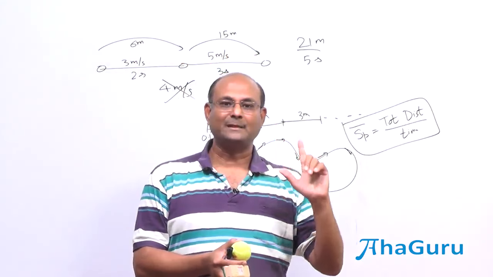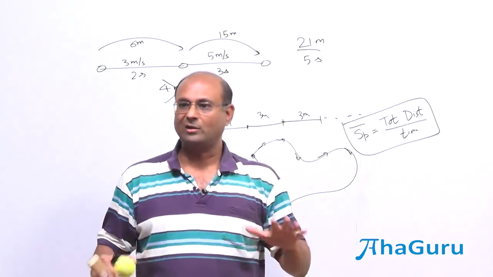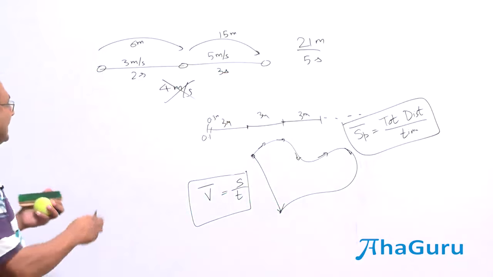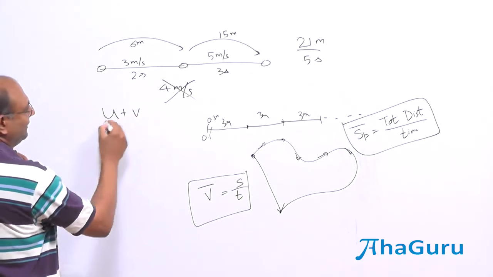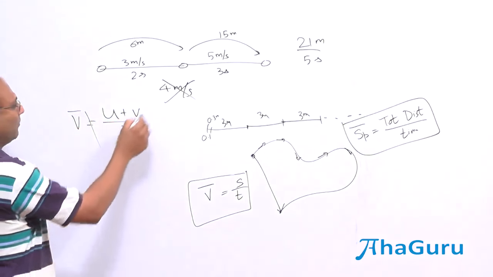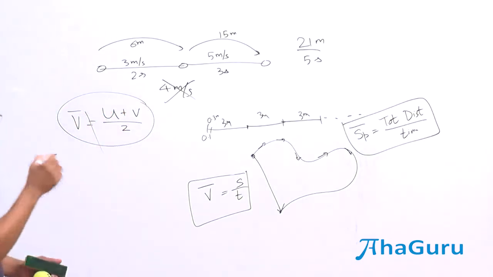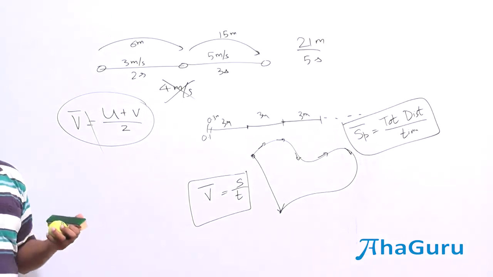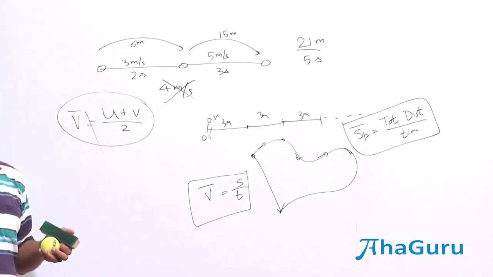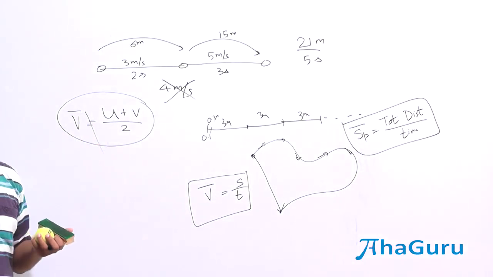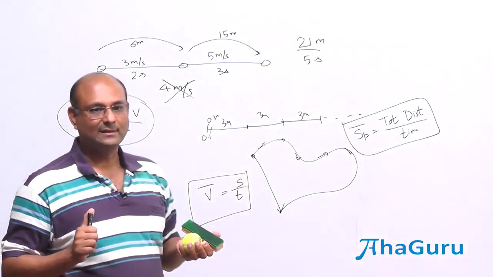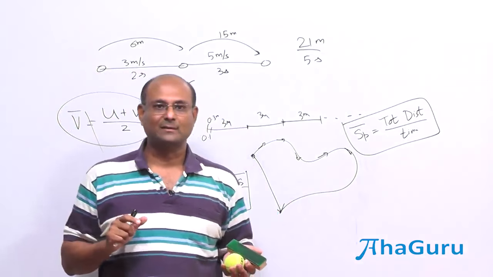Initial speed plus final speed by 2 is not average speed. Many problems it won't work. Initial velocity plus final velocity by 2 is not average velocity. Mostly. Some rare cases it may turn out, like in case of uniform accelerated motion. When we study that, we will see that this works very well. In fact, it's a very good formula for uniform accelerated motion, but only for uniform accelerated motion. In general, not true. Okay, so in general what is true? Average velocity is displacement by time, average speed is total distance by time.